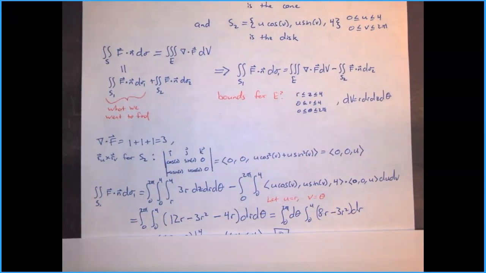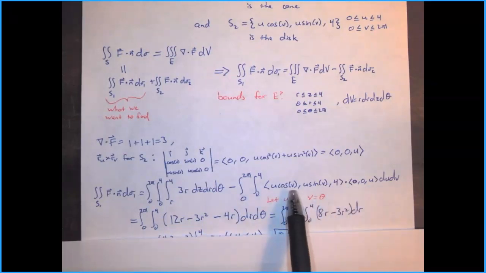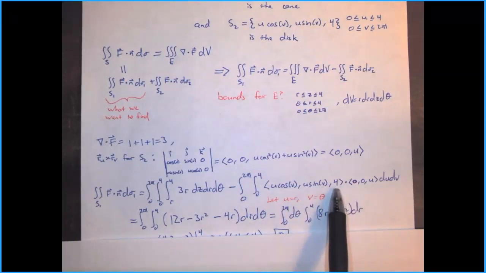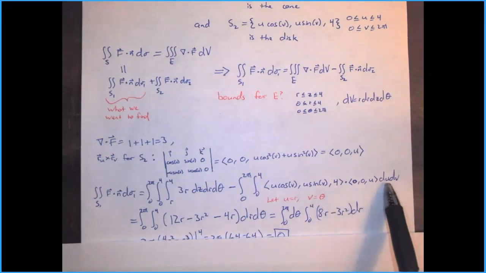So now in this step, what I've done is I've integrated 3r with respect to z, which means I just need to plug in my bounds. So I get 12r minus 3r squared. That's what I get when I integrate with respect to z. And then I've computed this dot product, which is going to be 0 plus 0 plus 4u. If I change u to r, then I'm subtracting 4r. And this is the double integral I need to compute because it has the same bounds, and I'm just replacing all the u's with r's and all the v's with thetas.